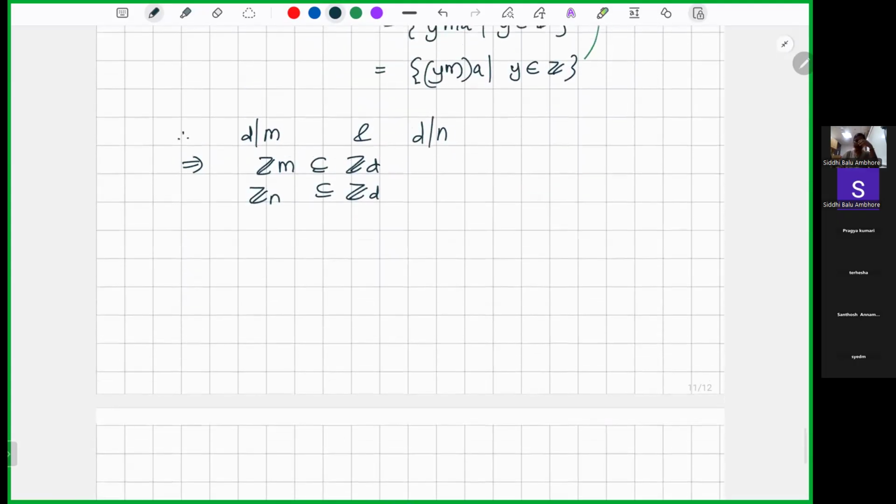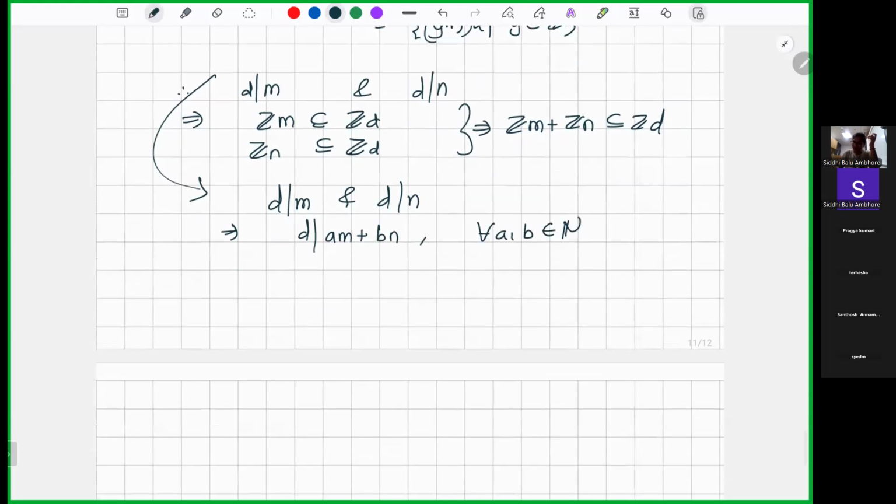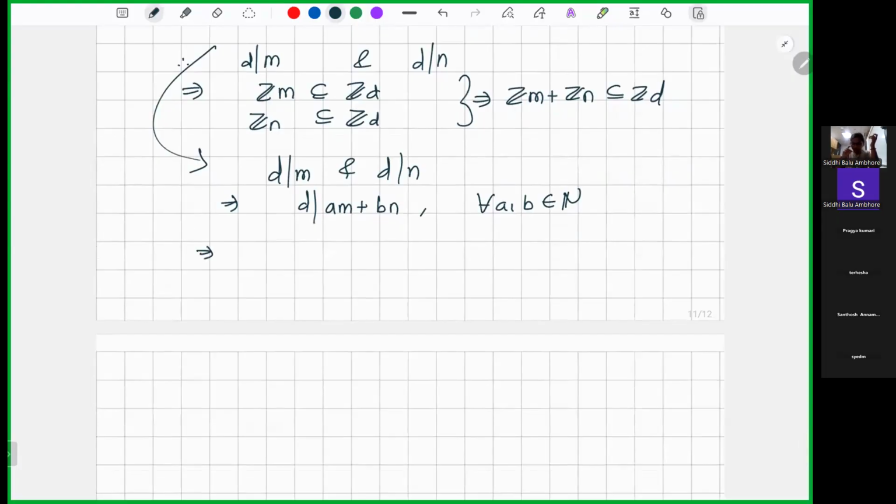And this is not the correct, I mean, this directly does not actually give us this, but the better way to do this would be, since D divides M and D divides N, this implies D divides AM plus BN for all A, B in N, and this will imply that in particular, and the moment I have this, AM plus BN would be some D times K for some K.